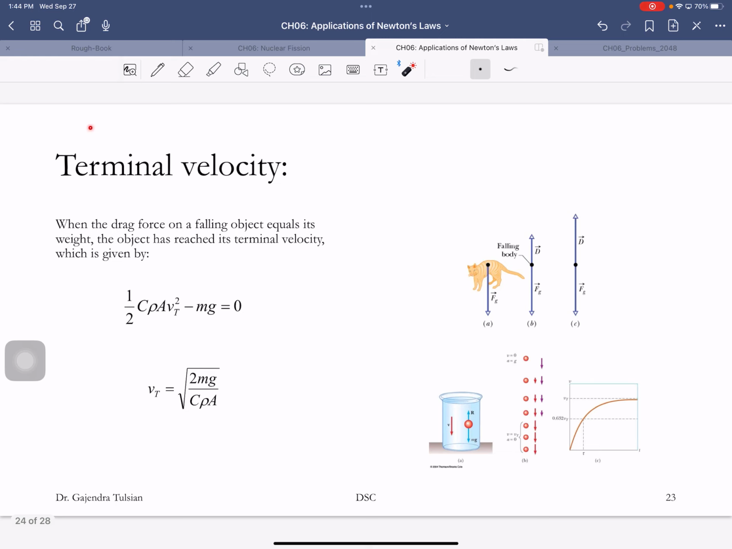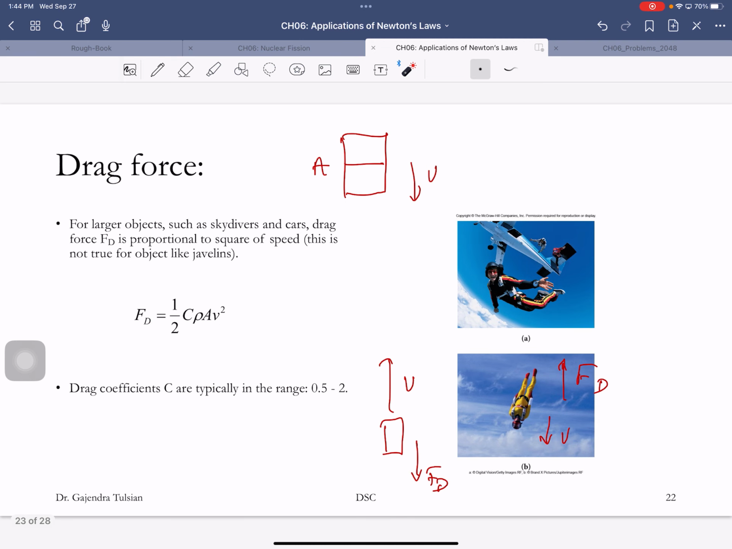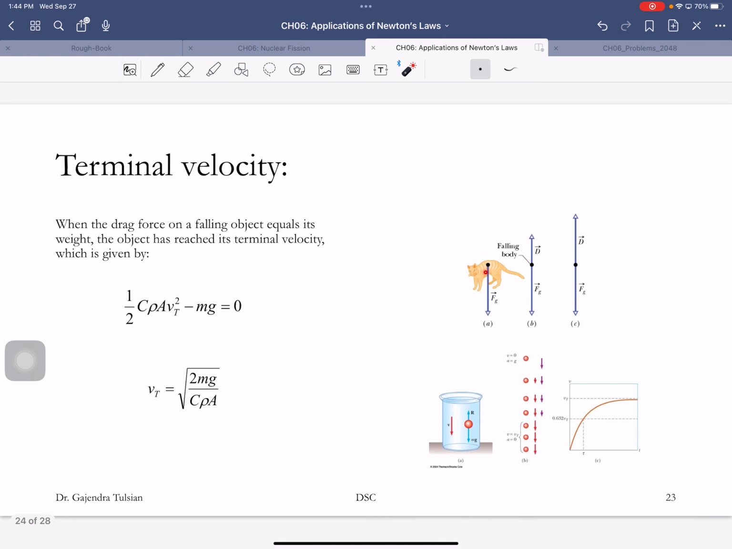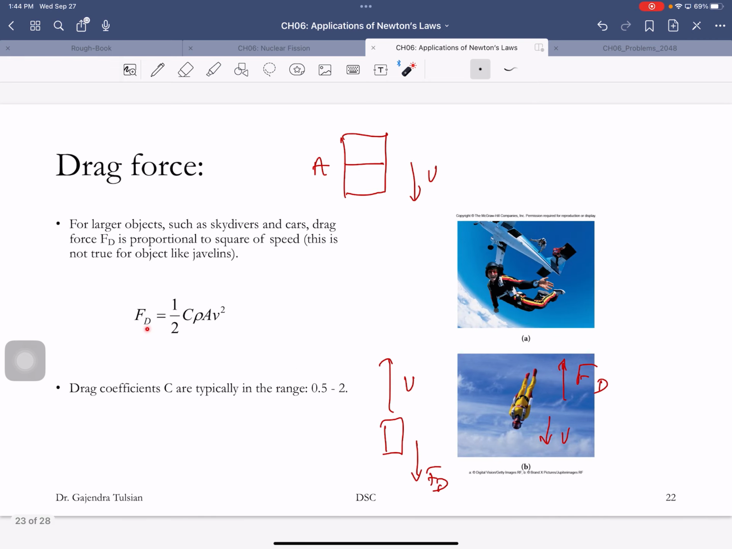Now let's talk about terminal velocity. What is terminal velocity? Yes, falling through a fluid. Let's drop a cat for this experiment. When you first drop a cat, what is its velocity? Zero. What is the drag force? Zero. So when you first drop a cat, the only force acting on it is gravity, and so it accelerates at g and starts falling faster and faster. But as it falls faster, the drag force is increasing.